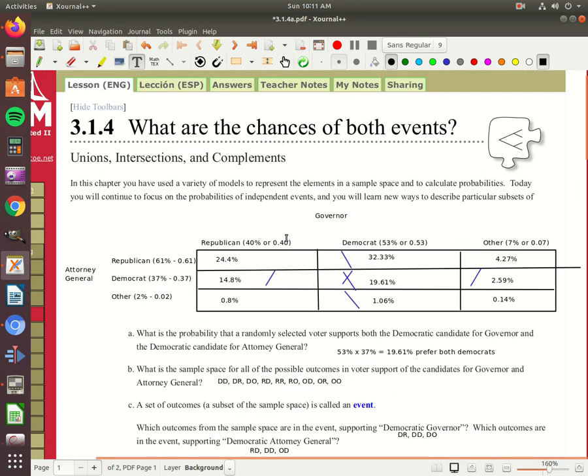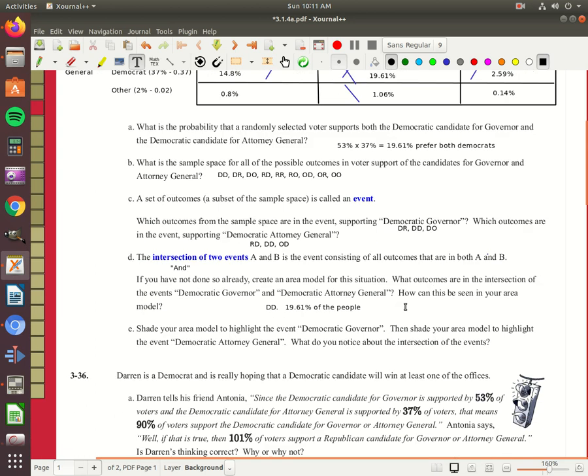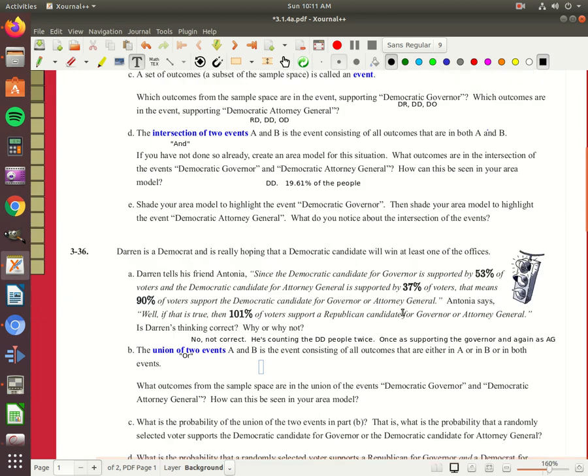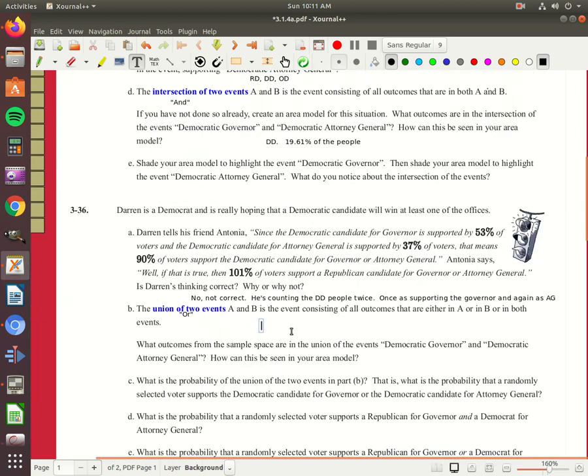So here we're going to say it's got to be a Democratic governor or a Democratic attorney general. So we'll say it's DR, RD, DD, OD, and DO, because remember it needs to have any Democrats at all. So I think that's what we're going to end up with here. So it says, what outcomes from the sample space are in the union.